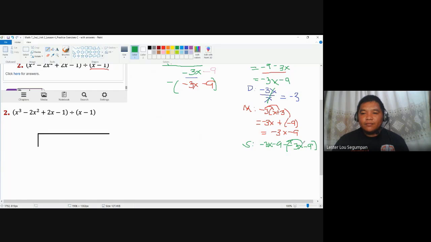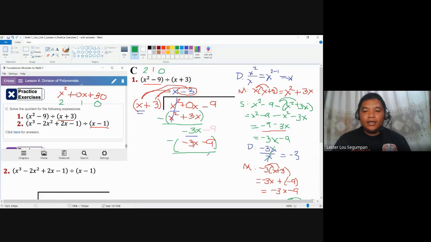They must be taken as a whole. Distribute the sign. You will have here negative 3x minus 9. The negative 3x inside, because of the double negative property, will become plus 3x. And then negative times negative will become plus 9. Negative 3x plus 3x will become 0. Negative 9 plus 9 will also become 0. So the remainder is actually 0. Our final quotient is the quantity x minus 3.